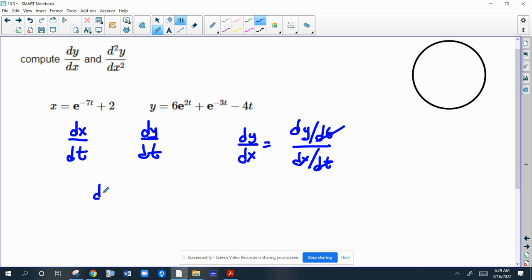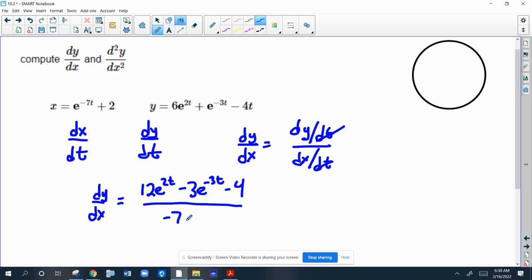So dy dx would be the derivative of y with respect to t. That's pretty simple. That's 12 e to the 2t minus 3 e to the negative 3t minus 4, over the derivative of x with respect to t, which is negative 7 e to the negative 7t. So we're done.